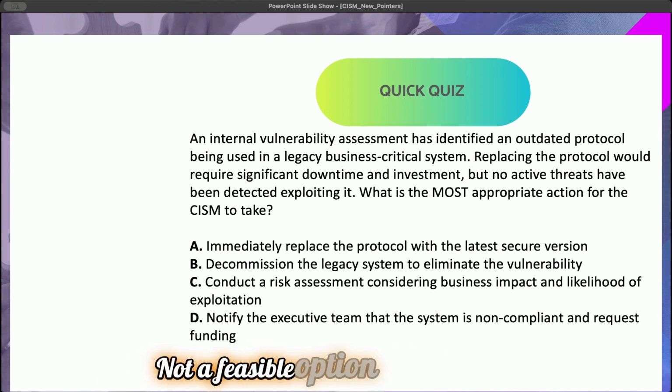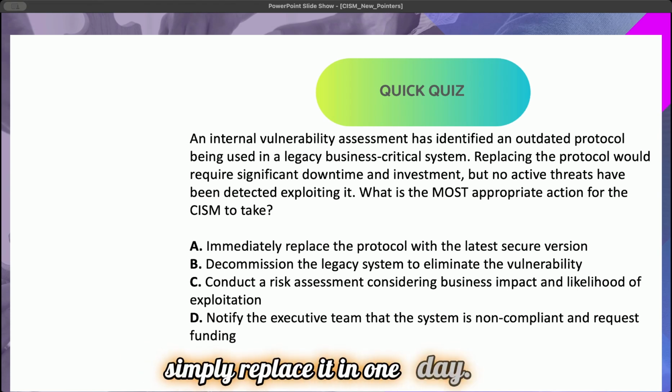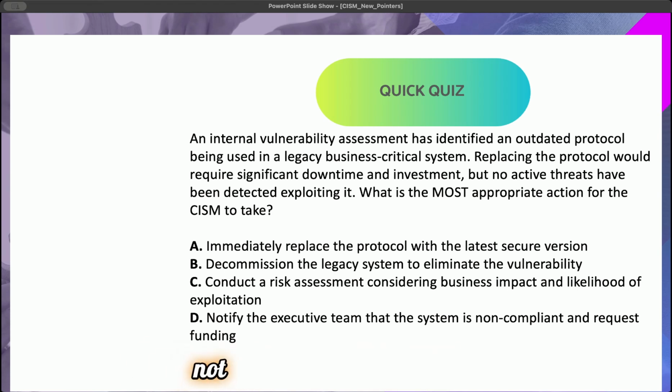Not a feasible option for many business critical systems, because they run on legacy systems and we cannot just simply replace it in one day. CISM promotes balance, not radical disruption. Extreme responses like this may cause damage rather than protection. And option D, notify the executive team. This step comes after the risk is assessed. Executives want decisions backed by data analysis and impact assessment, but not technical jargon and alerts.